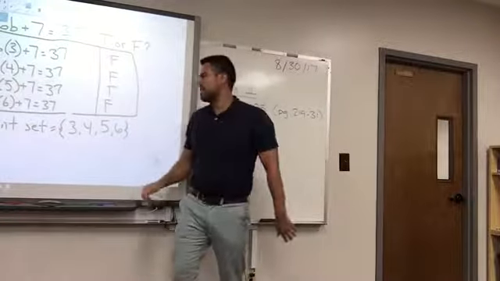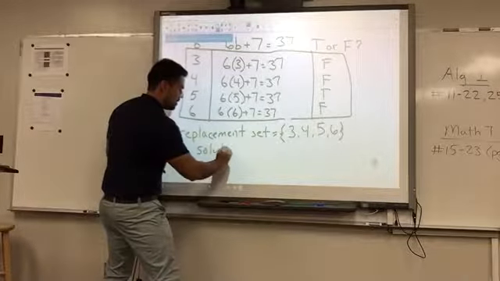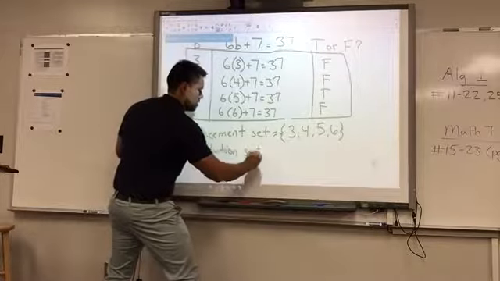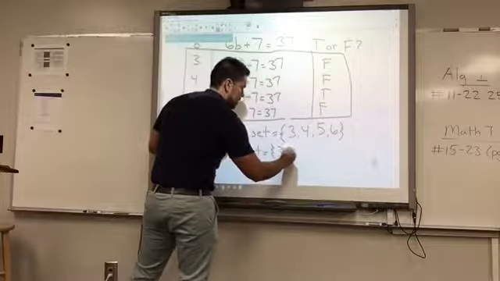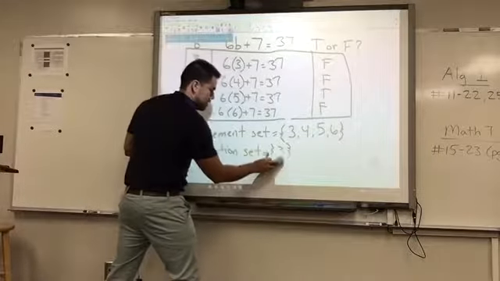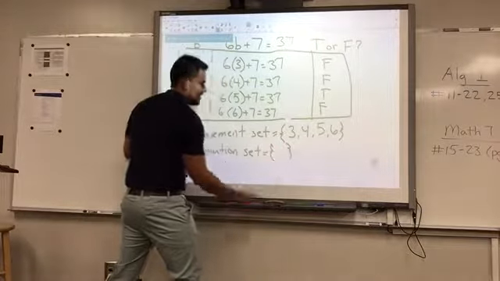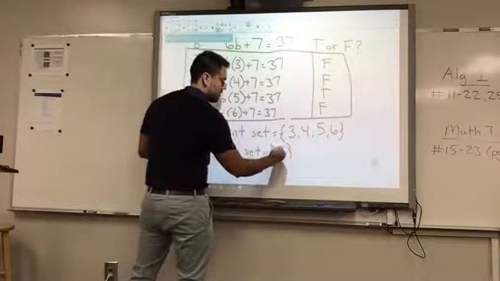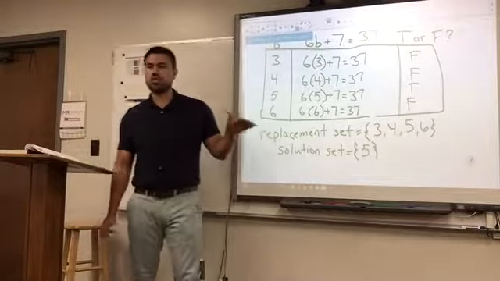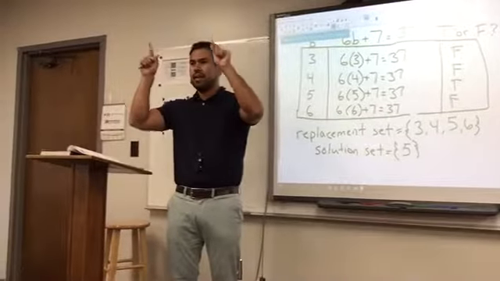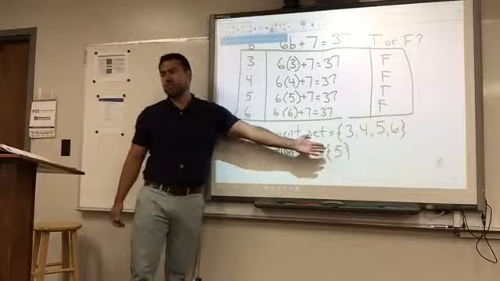All right. Does anyone know what the solution set was? Go ahead. 3. No, sorry. Oh, yes, you're right. 5. Okay. So 5. There's only one of them. Do you guys see how sets are shown with braces? Sometimes you have a lot of numbers. Sometimes you have one number. It's possible to have no numbers as well.